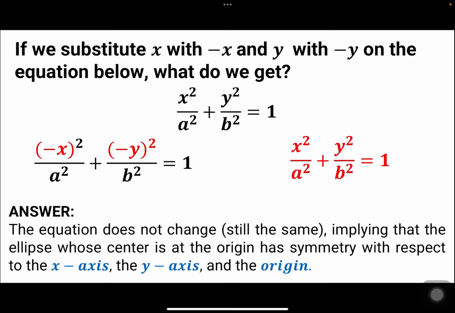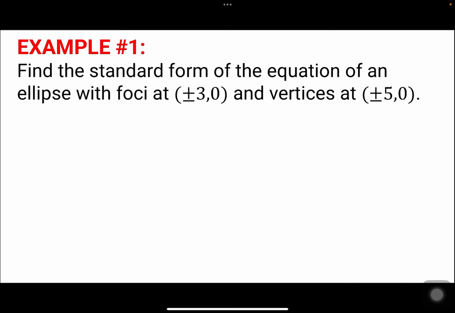Okay? So, let's have our first example. Find the standard form of the equation of an ellipse with foci at positive negative 3, 0, and the vertices at positive negative 5, 0. And sketch the graph.